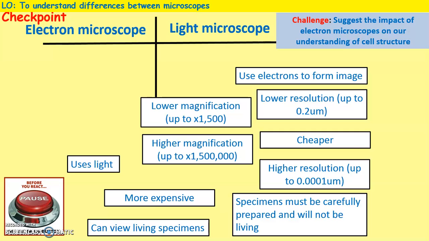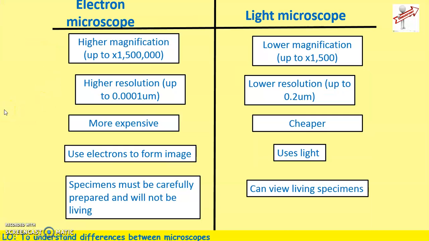Done that? Fab. Let's see if you've got those in the right places then. So the electron microscope has the higher magnification and the higher resolution. It's more expensive, it uses electrons to form the image, and the specimens must be carefully prepared and will not be living. The light microscope's got a lower magnification and resolution, it's cheaper, it uses light and can view living specimens. Got that sorted? Fab.